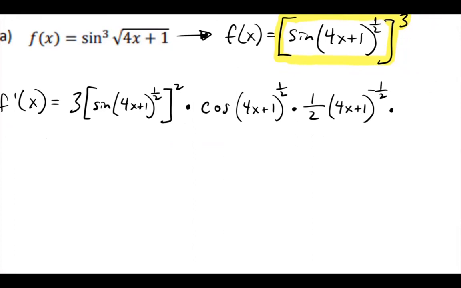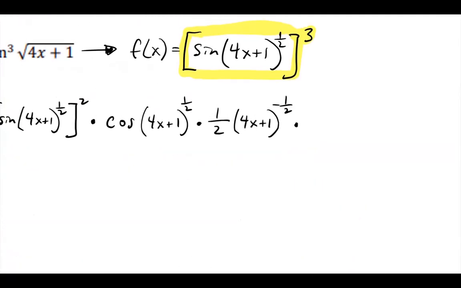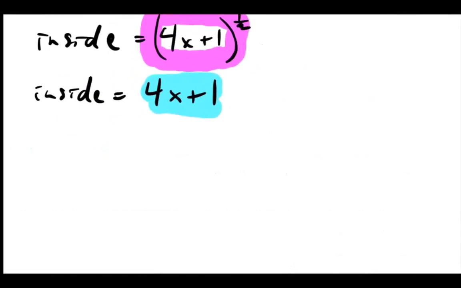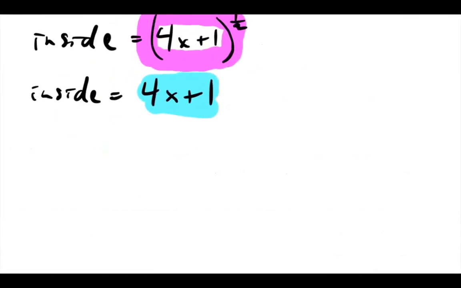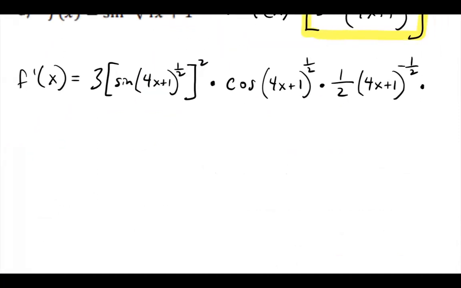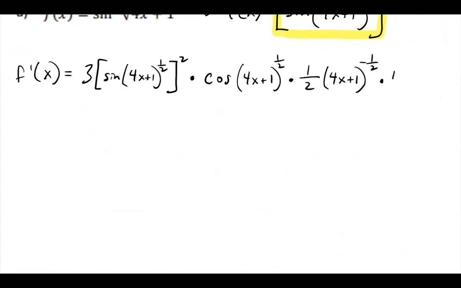One more chain. Probably the easiest one, right? The very, very inside, 4x plus 1. What did I do? That should be negative, yeah. The inside here is just 4x plus 1. The derivative of 4x plus 1, plain old 4. Tack on a 4 at the end. We're done. The calculus part is done.